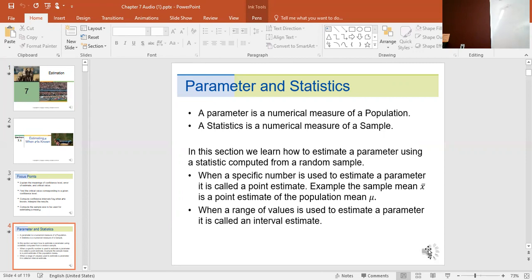So, if you are using a specific number, like I say, half is an estimate of the probability of getting here, we call it a point estimate. That's what is here. If you are using a range of values, okay, I can write point estimate: a specific number used to estimate a parameter.